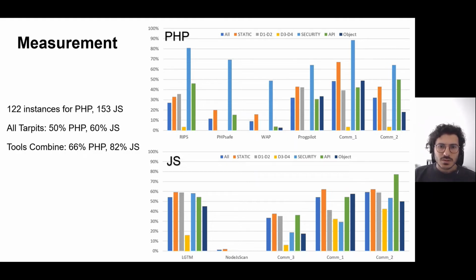For the column of overall targets, the best coverage for PHP is 50%, while for JavaScript it is 60%.